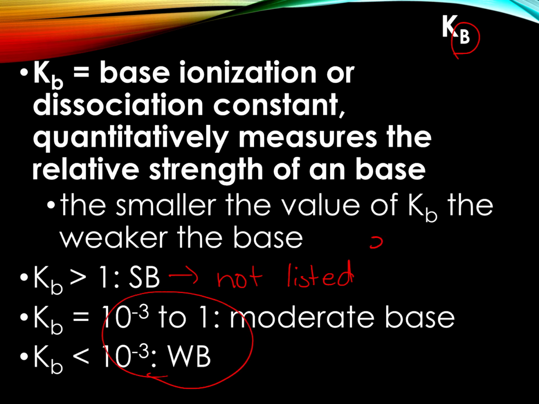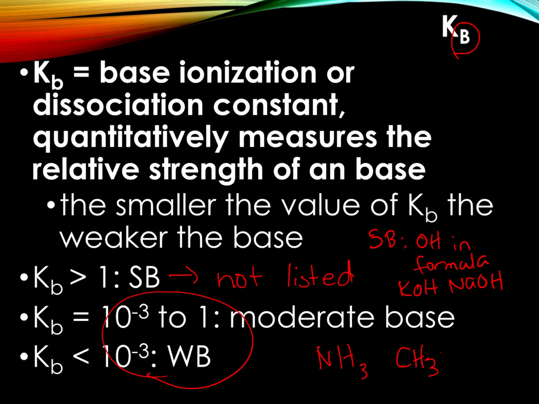The reason for that is when you have a strong base, they will have OH in the formula, like KOH, NaOH. That's how you know that it's going to be a strong base. So the bases listed in the textbook are mostly derivatives. A lot of them will be amines. They'll have some kind of NH, like ammonia, or methylamine, for example, which is the one we're going to use in our example.